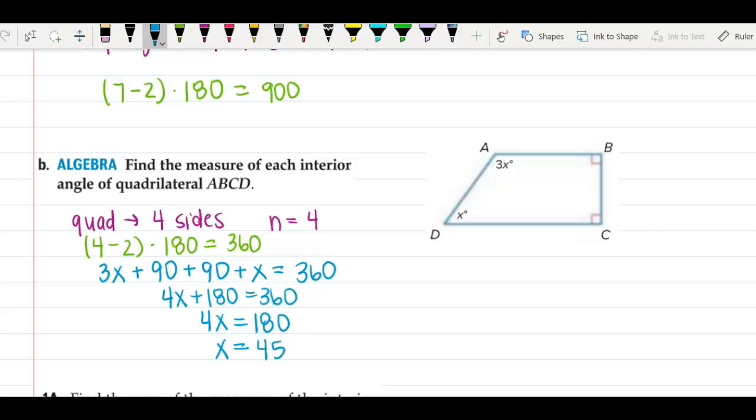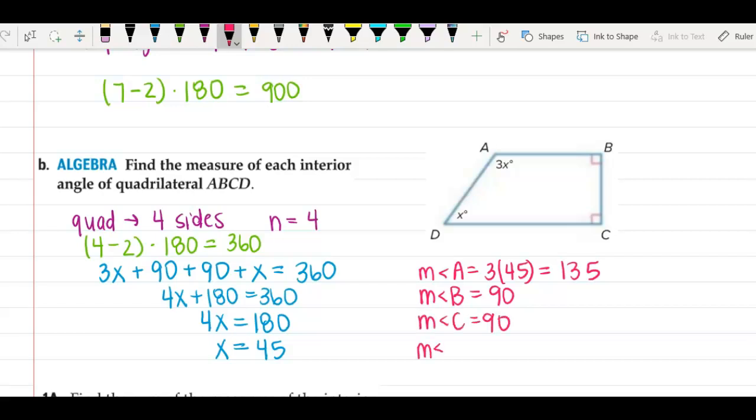Okay, so x is 45, but it says that we want to find the measure of each interior angle. So let's just start at A and rotate around. Angle A is 3x, so 3 times 45, which I believe is 135. Yep, 135. Angle B is still just 90. Angle C, same thing. And angle D would be x, which is 45.